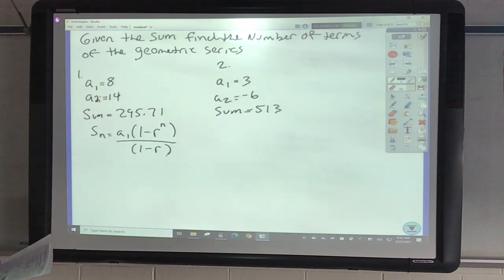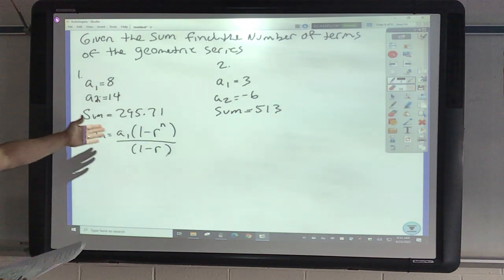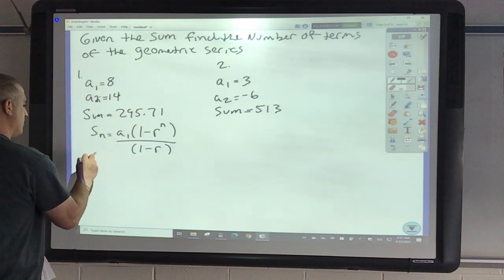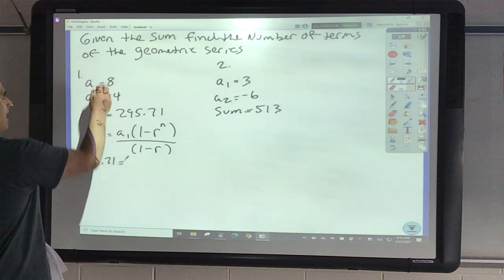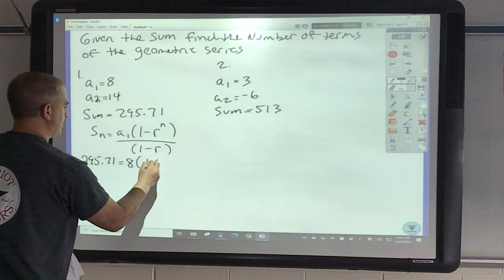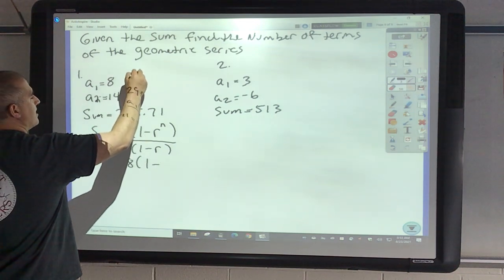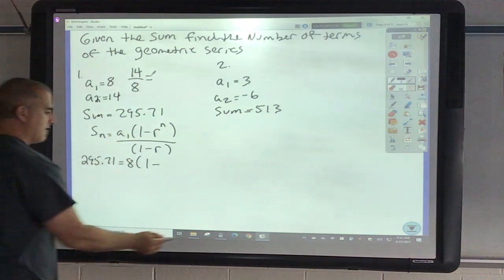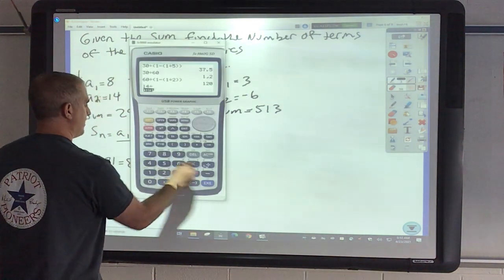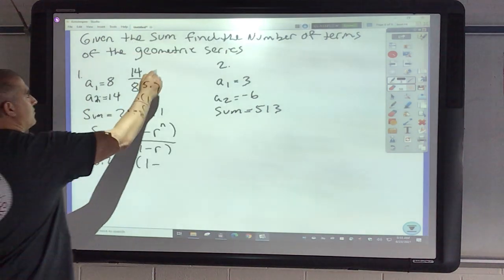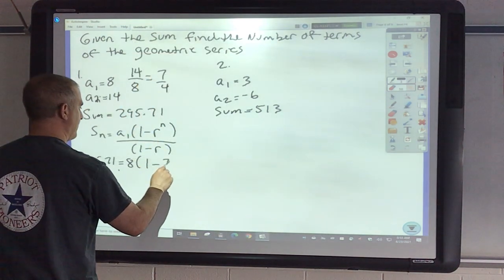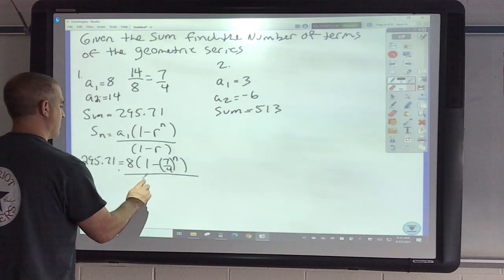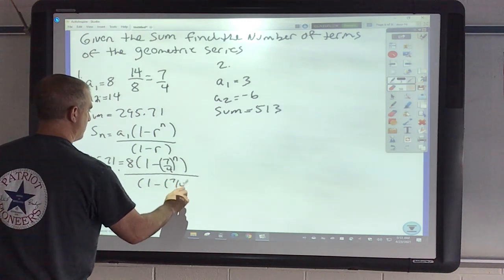Now, what you have to do, we're going to need some things in here. We don't know the n, so we need the sum, which we got is 25971. I got my first term, which was 8. I need the r, so when it says A2 and A1, I would do 14 divided by 8. So 14 divided by 8 is 7/4. So I got 1 minus 7/4 to the n power, and on here I got 1 minus 7/4.